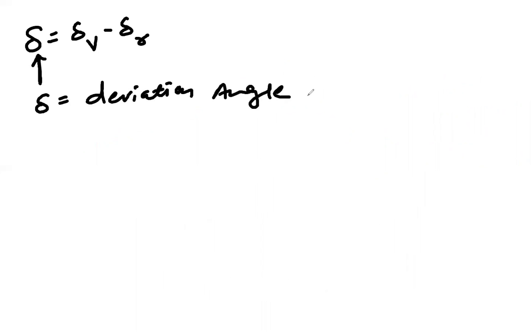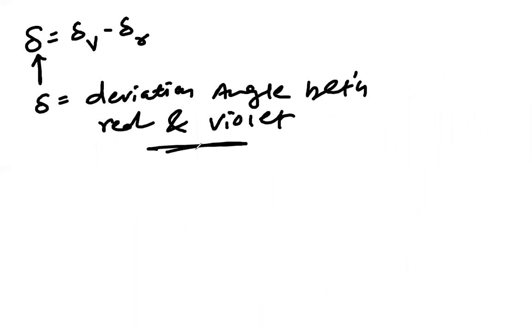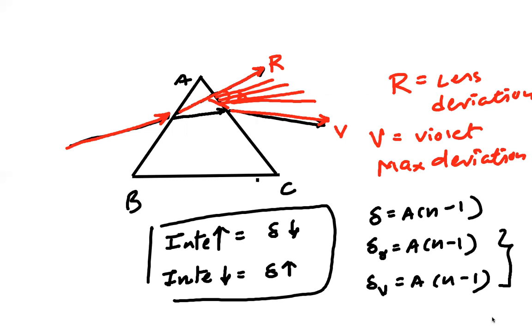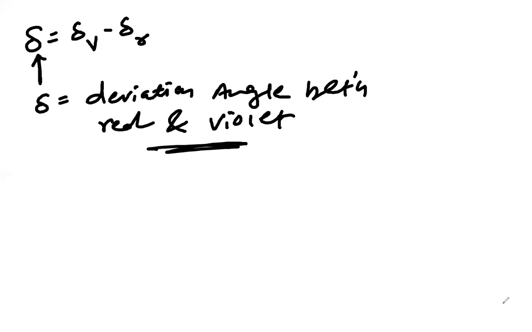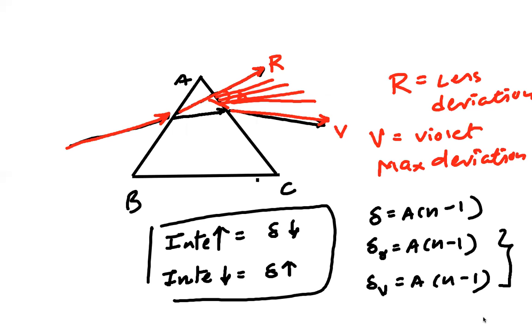Delta equals delta for the violet color, which is maximum, minus delta for the red color. This is called the delta deviation angle between red and violet. So yes, my equation will be the same, A into (n minus 1) minus A into (n minus 1). So this indicates the deviation between the red and violet color. So this is the very first discussion of the deviation part.